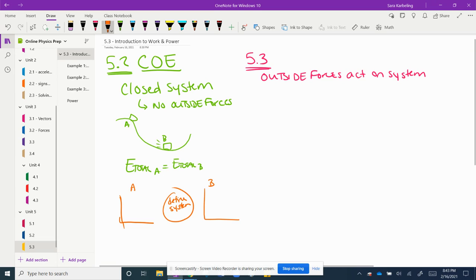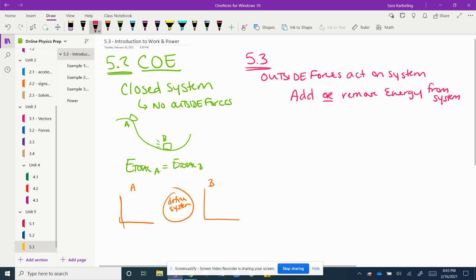So in a closed system, no outside forces act, and the total energy has to be the same the whole time. If you have outside forces acting on a system, what does that do? Well, it means that you can add or remove energy from the system.